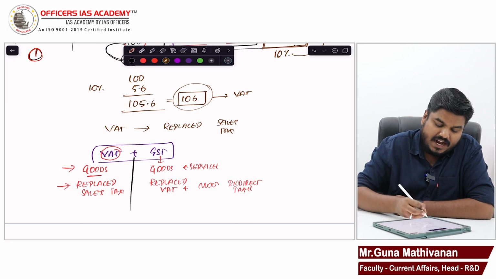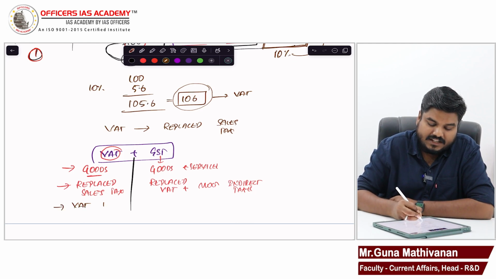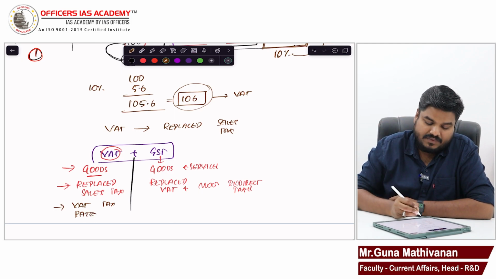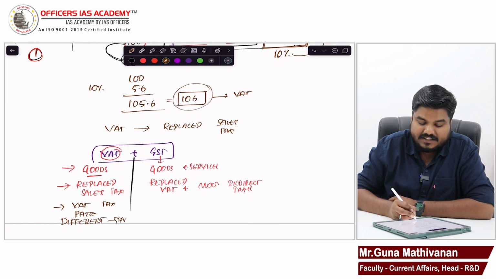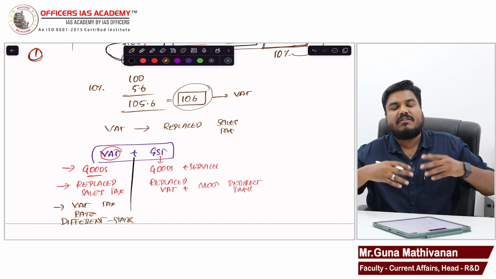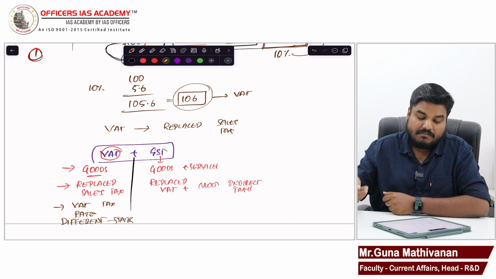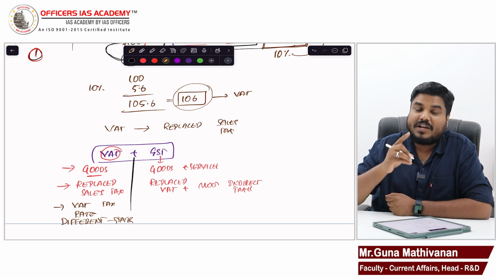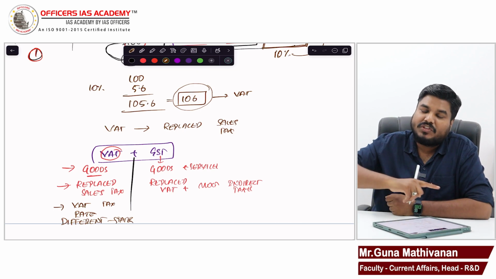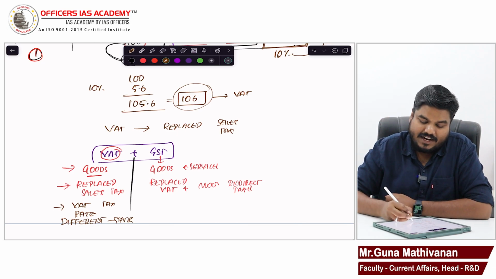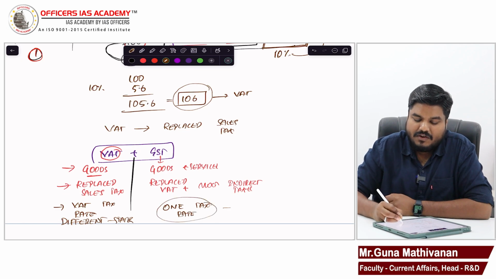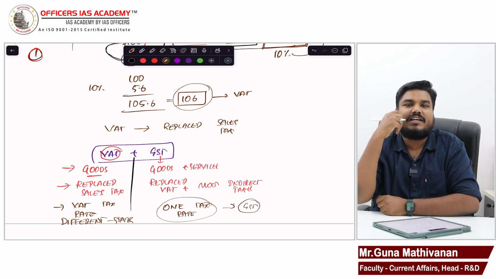This VAT rate was different. The VAT tax rate was different in different states. In Tamil Nadu, VAT will be different. In Karnataka, VAT will be different. In Uttar Pradesh, VAT will be different. But if you take GST, you are going to have one tax rate throughout the nation, right? GST will have one common tax rate throughout the nation.